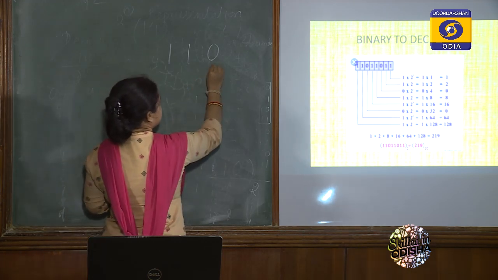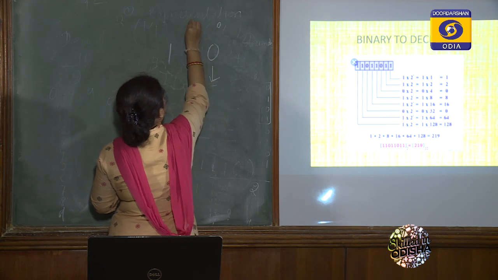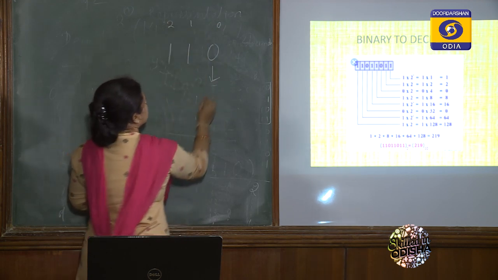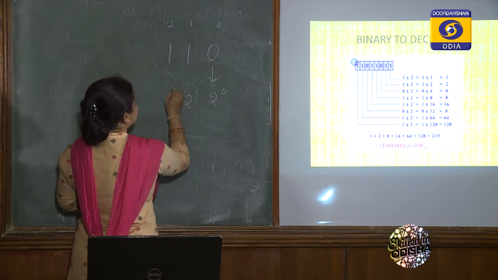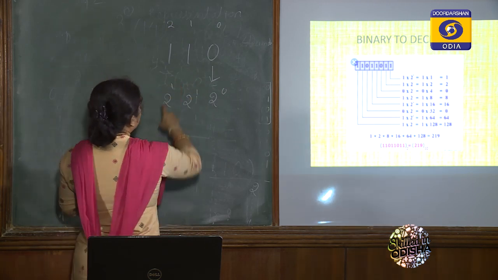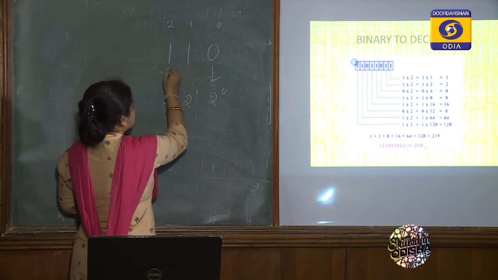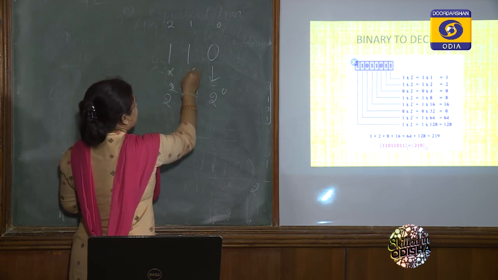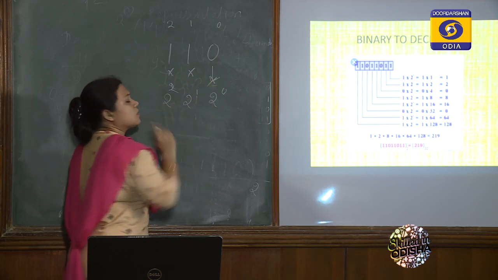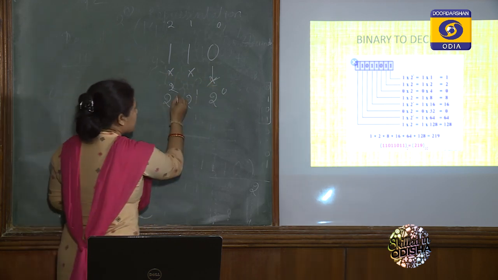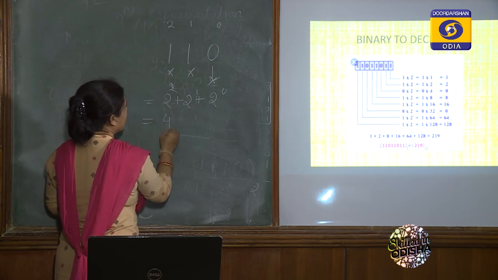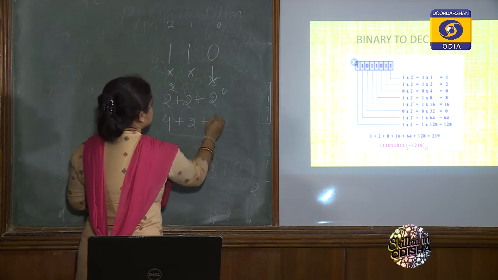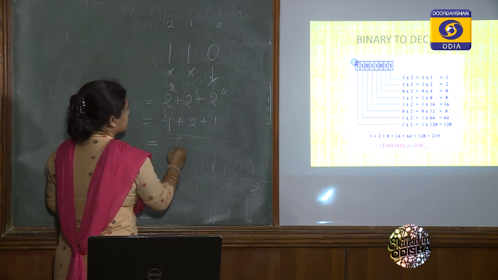This is present in the 0 position, 1 position and 2 position. So here it will be 2 to the power 0, 2 to the power 1 and 2 to the power 2. So 1 into 2 to the power 2, 1 into 2 to the power 1 and 0 into 2 to the power 0. Then we have to add all these bits. This will be equal to 4 plus 2 plus 1. So this one will be 7.